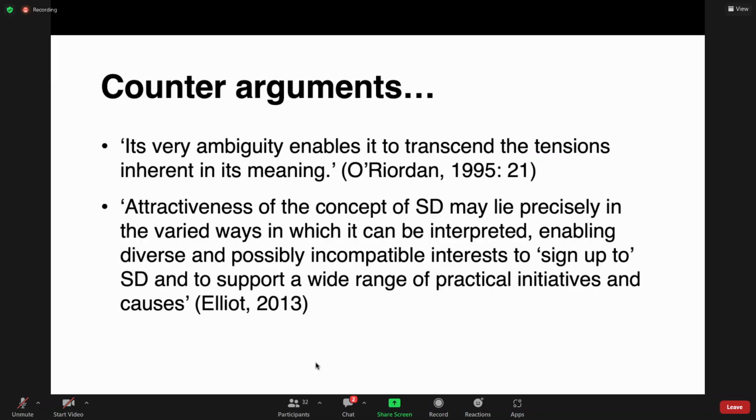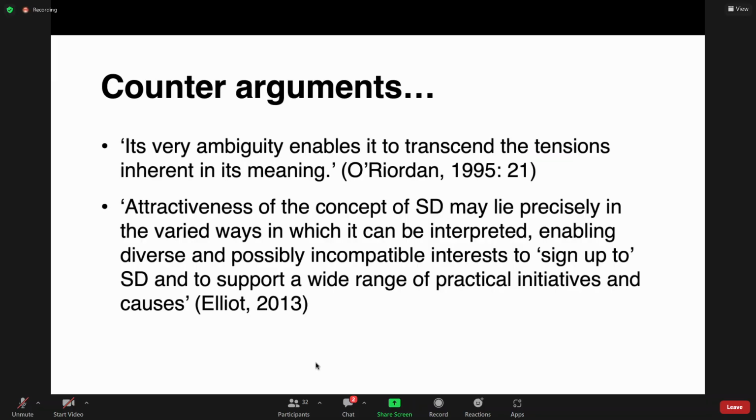When there's vagueness, when there's ambiguity, there will be a lack of tension. So you're not trying to force people to do one specific thing. You can actually adapt it as suitable to a specific context. In other words, people say sustainable development can be attractive precisely because it can be interpreted in different ways.